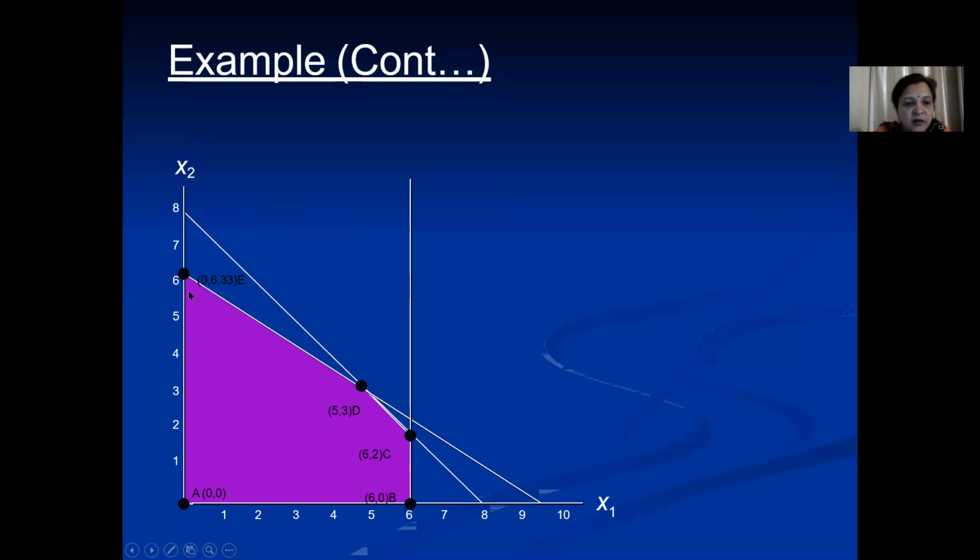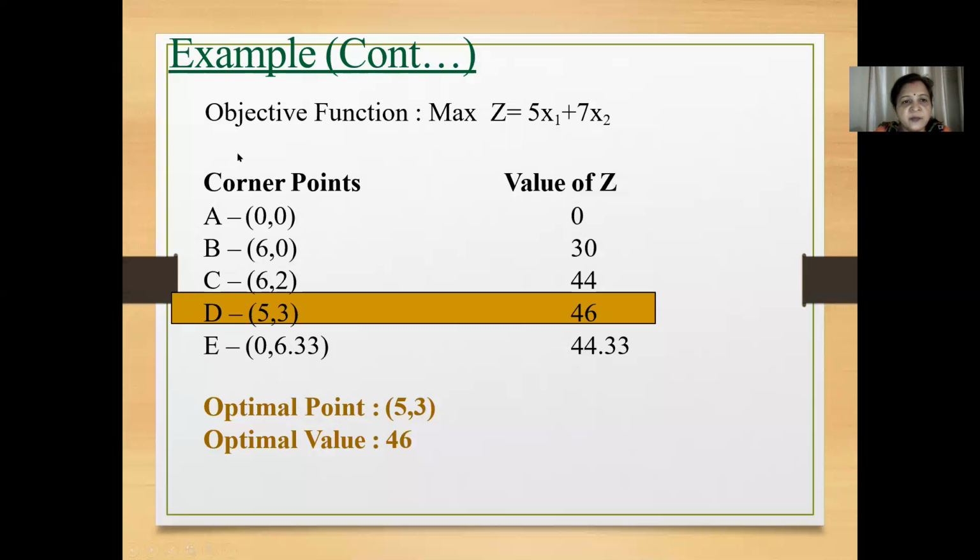Now on putting the corner points in the objective function, we get the value of z, and we can see here that at the point D, (5, 3), the value of z is maximum. So here the optimal point is (5, 3), and the optimal value of the function is 46.